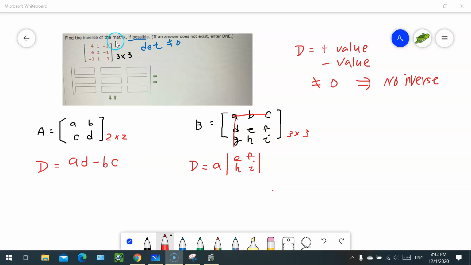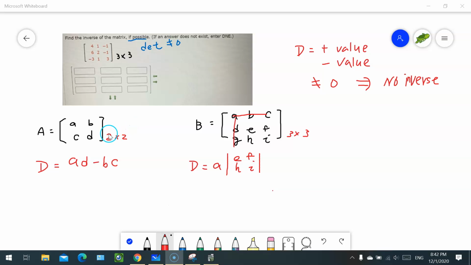Find the inverse of the matrix if possible. The reason why the question says "if possible" is that you have to make sure the determinant of the square matrix you have is not a 0. If your determinant is a 0, then there's no inverse, even if you have a square matrix.